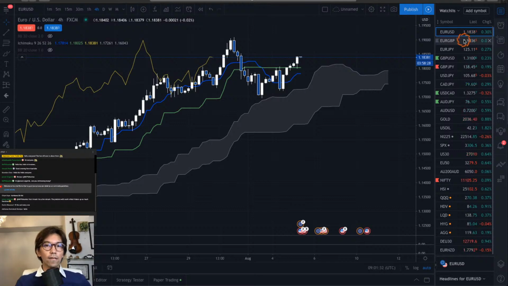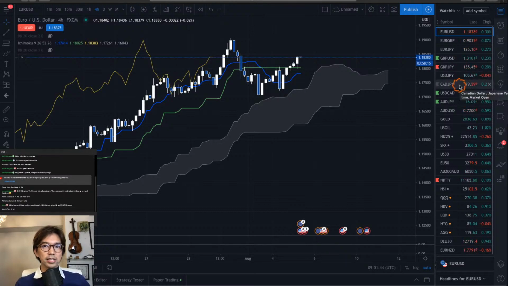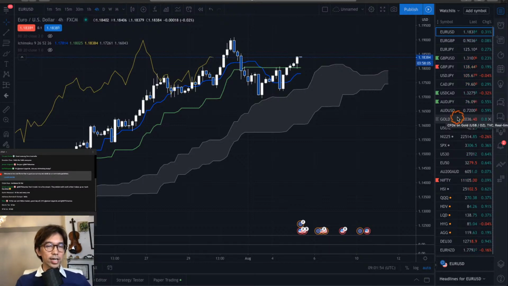And here is a list of my pairs. I look at Euro USD, Euro GBP, Euro JPY, GBP USD, GBP JPY, USD JPY, CAD JPY, USD CAD, AUD JPY, AUD USD, and gold. These are the pairs and commodity that I take trades on. But all the rest are actually indexes, and these are just for my reference.